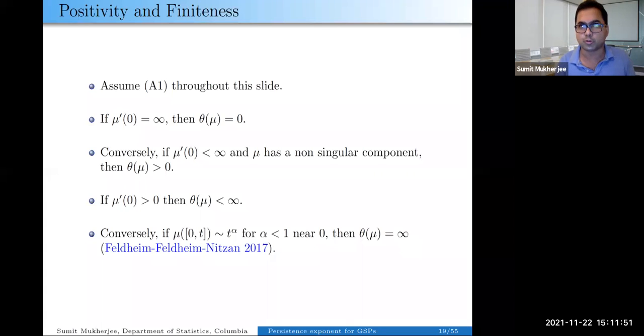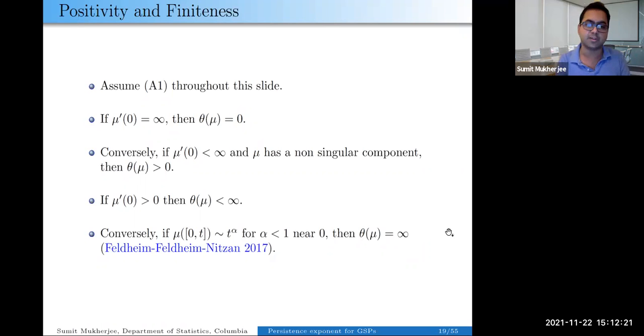So just to summarize, if you want a non-trivial exponent, your mu prime 0 has to be positive and finite, and your mu has to have a non-singular component. These two will guarantee that you have a non-singular exponent. If you have a singular exponent, things can go wrong. I'll try to explain in the talk what can go wrong with singular exponents, most likely in the second half. But that's what we know at this point. So there are sufficient characterizations.